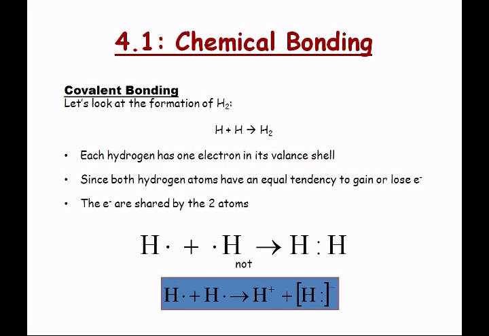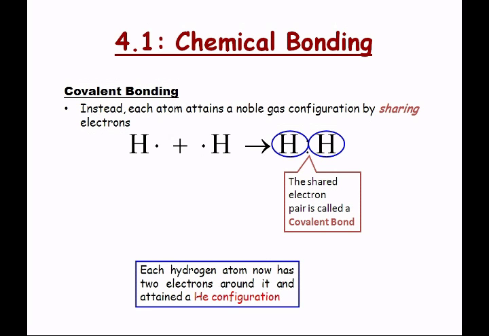Okay. Does everybody understand what we've done here? Let's just look at this one again. The shared electron pair is called a covalent bond. This is a covalent bond. Remember, bonds are nothing more than electrons. They're kind of the glue that sticks things together. So each hydrogen atom in this example now has two electrons around it. Remember, a hydrogen atom with two electrons is now considered having the helium configuration.